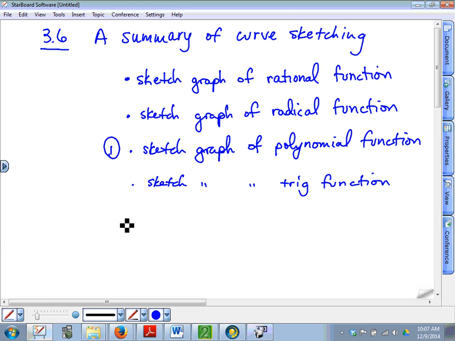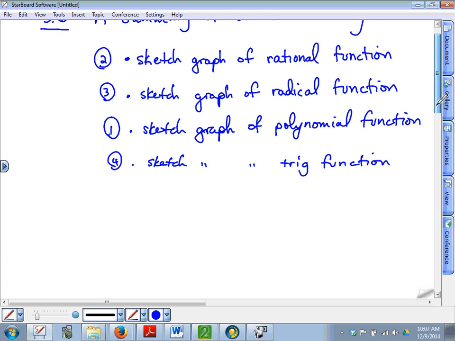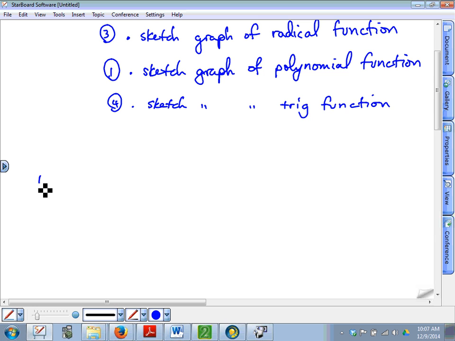So I'm just going to start with this one. We'll do polynomials first, then we'll do rational, then we'll do radical, then we'll do trig. Alrighty? Alrighty. Polynomial graphs.